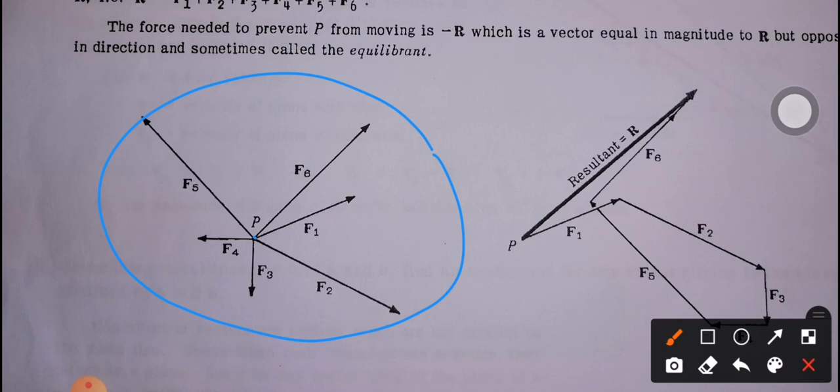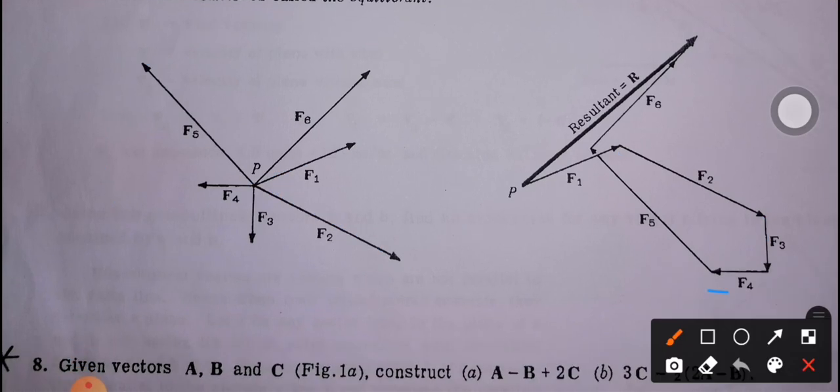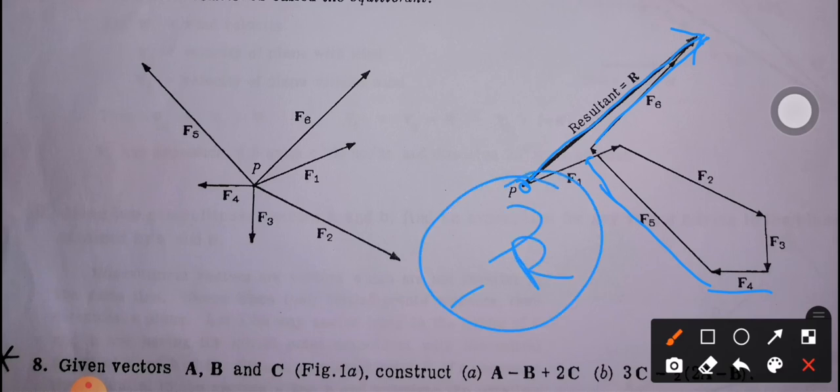So we are going to find the resultant of these vectors. Here we have the force F1, then the force F2. We place this vector at the terminal point of F1. Then F3, then F4, then we add F5, and at the terminal point of this F5 we place F6. This is my initial point and this is my terminal point now, and I join these two in order to get the resultant vector. So this is my vector r, and minus r will be the required vector for prevention of point P from moving.